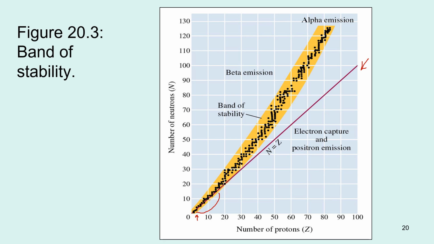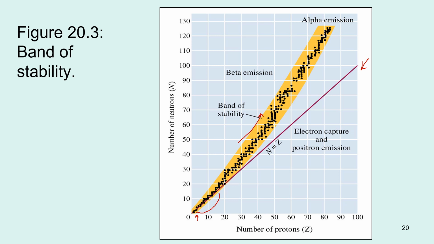But as it gets bigger and bigger, you can see that it veers off up this way, so that there tend to be more neutrons for every proton for a stable nucleus. So in this yellow band are all the stable nuclides, and we know with the bigger ones we need more neutrons to kind of protect the protons from each other. So it veers off away from this proton equals neutron line. But that's the band of stability. And we'll talk about it in a little while.